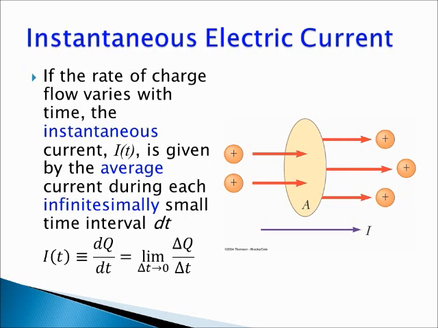If the rate of charge varies with time, we can define the instantaneous current, I of t. It is given by the average current during each infinitesimally small time interval dt. So I of t is equal to the limit of delta Q over delta t when delta t tends to 0.